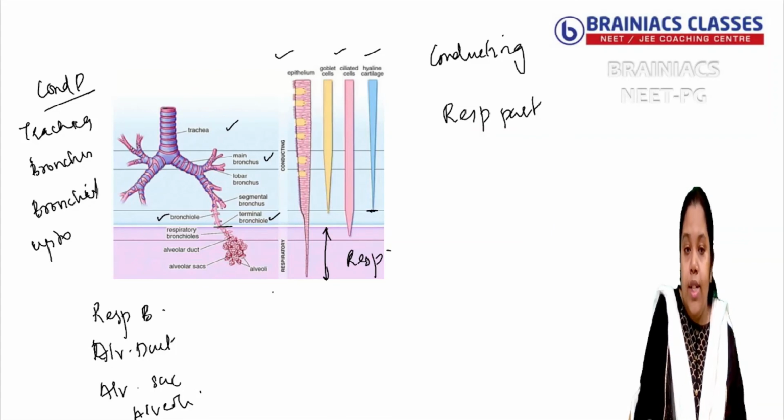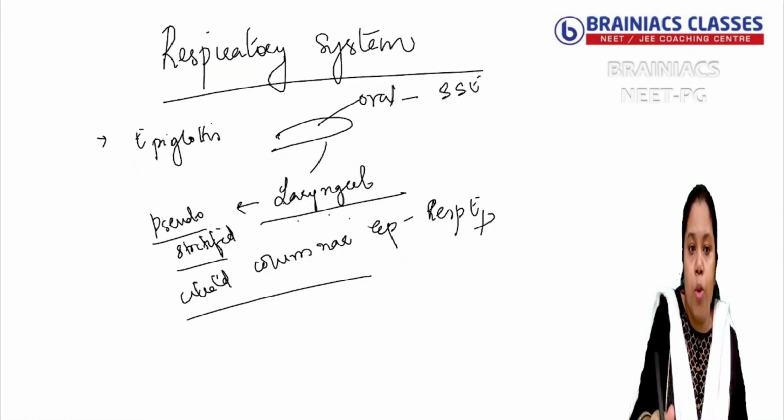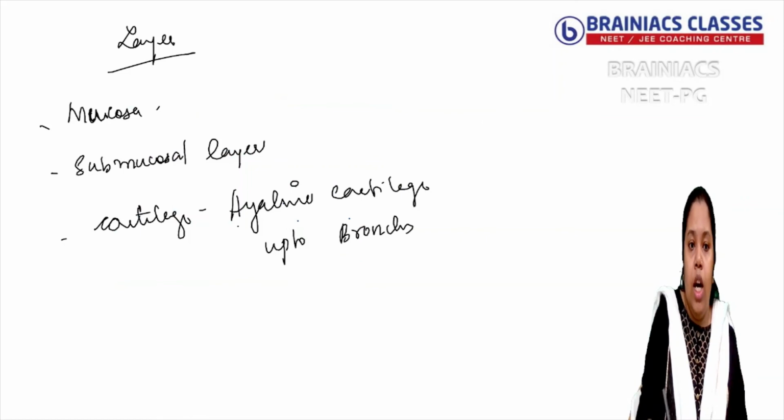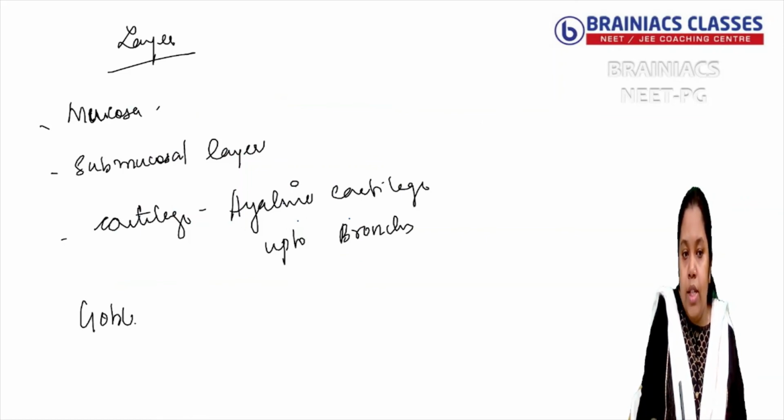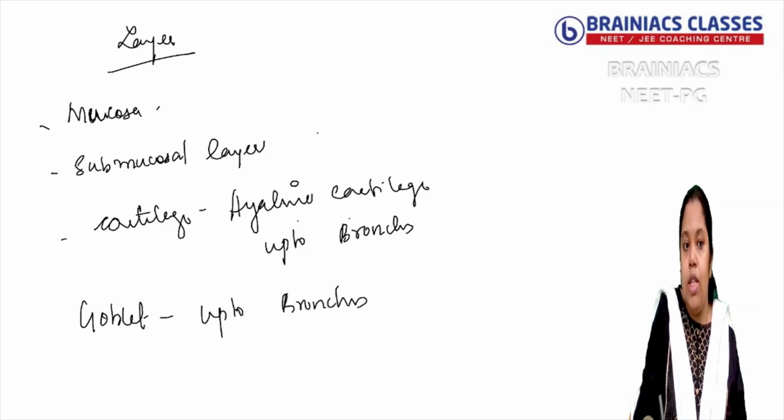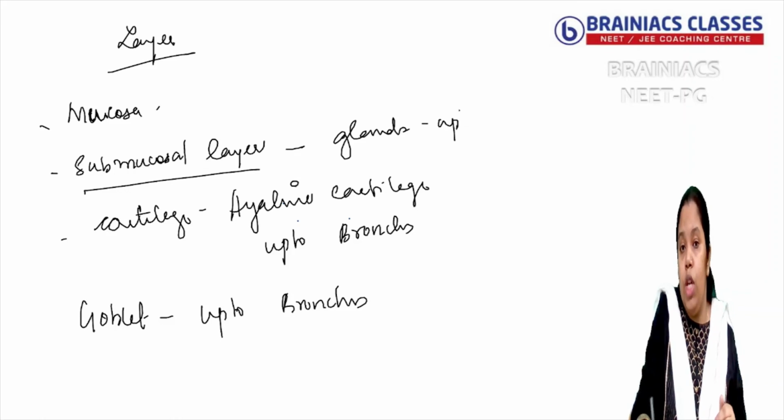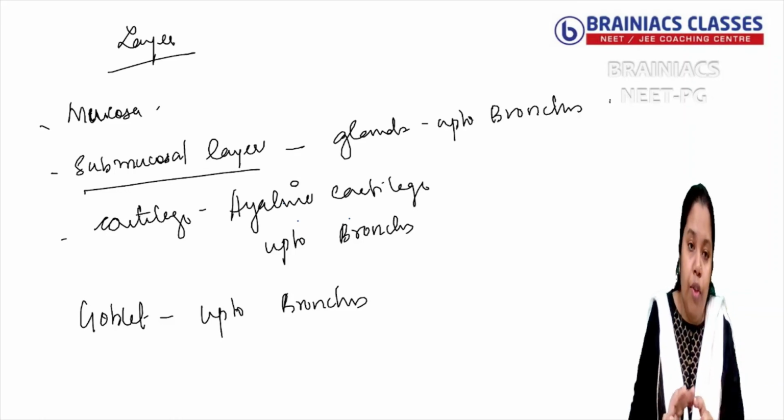Similarly, where can you see the goblet cells? The goblet cells are seen in the mucosa. They are present up to the level of the bronchus. Okay, the submucosal layer has the submucosal glands. Submucosal glands are also present up to the level of the bronchus. Understand?